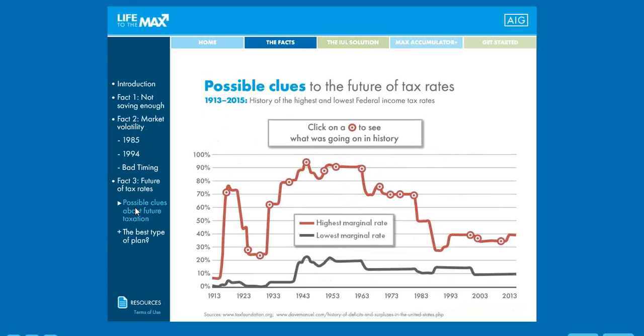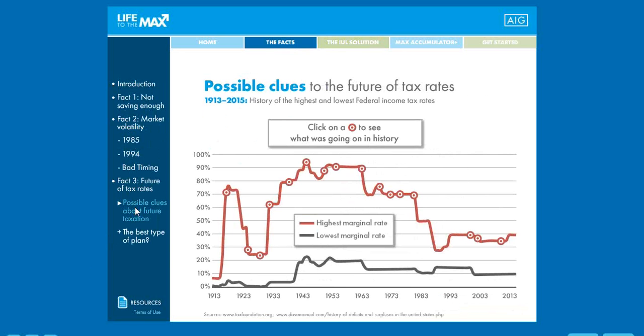Now, we've said before that nobody can predict the future, but let's take a look at some indicators of potential future tax rates. A really interesting place to start is with the history of the highest and the lowest federal income tax brackets. And looking at this chart, you ask anybody on the street, they're going to say, oh yeah, income taxes are too high. Well, really? They've been higher in the past. Most people don't know this.